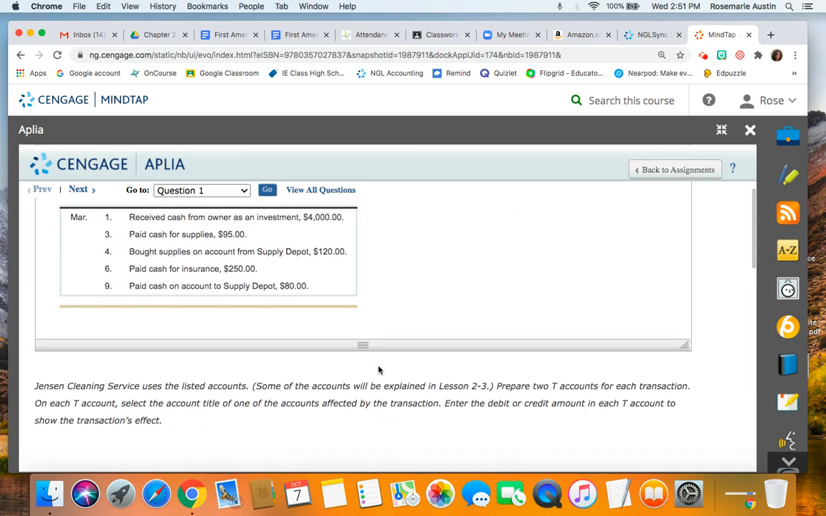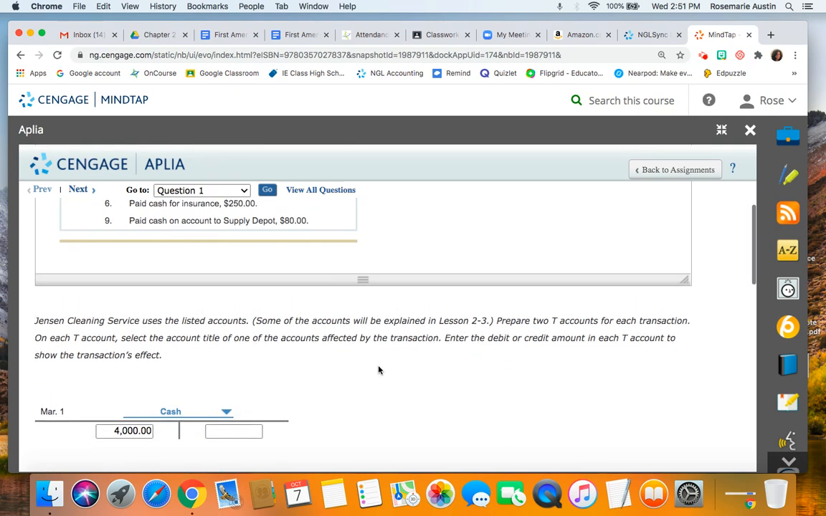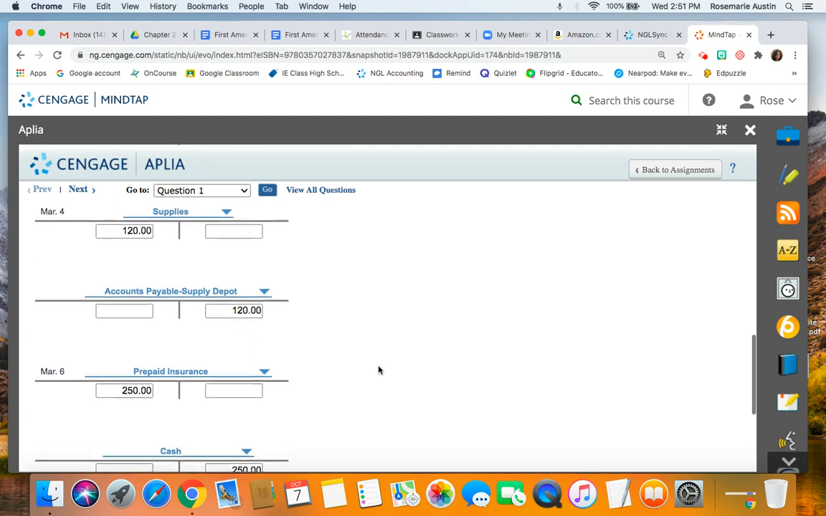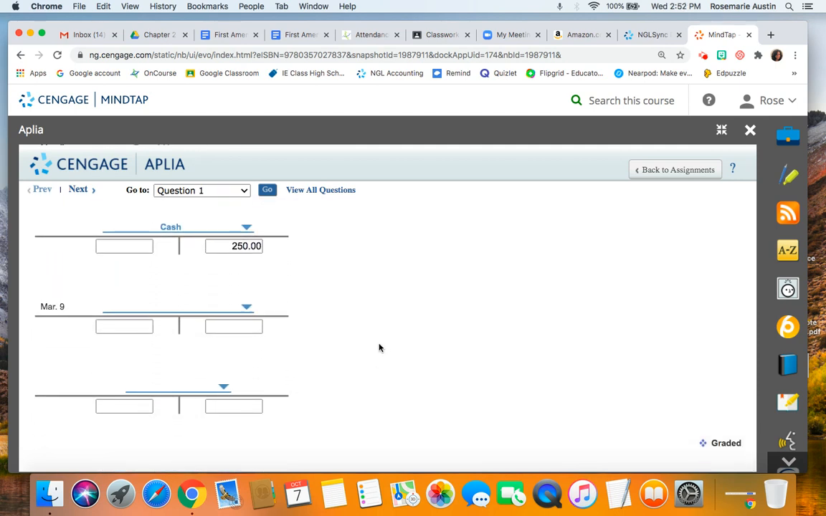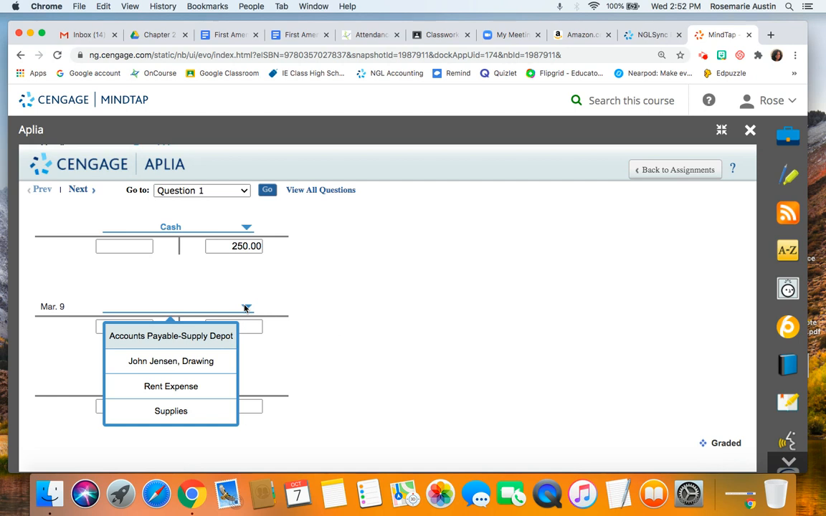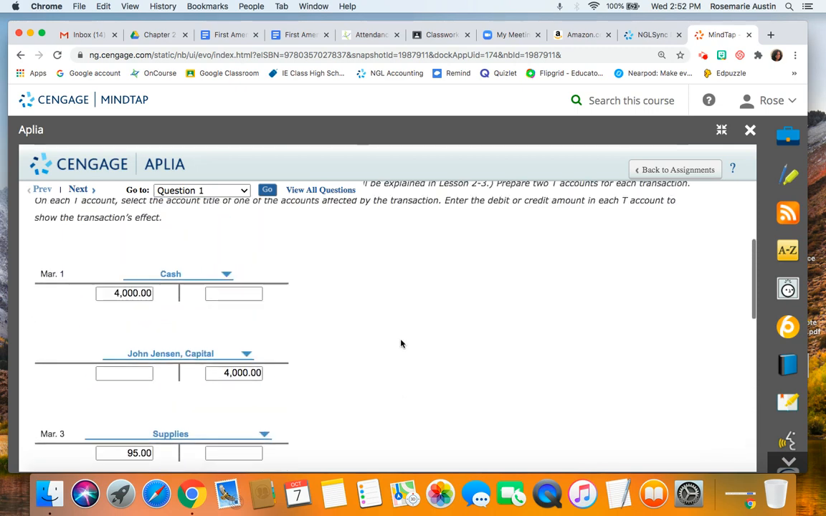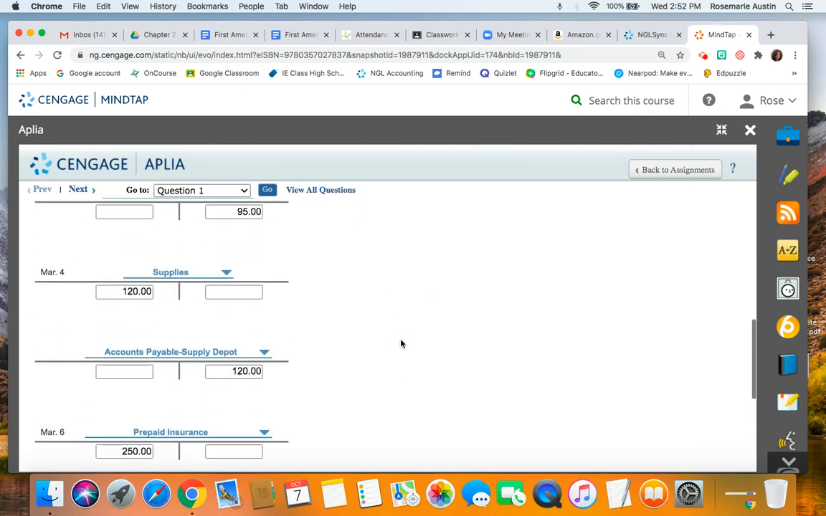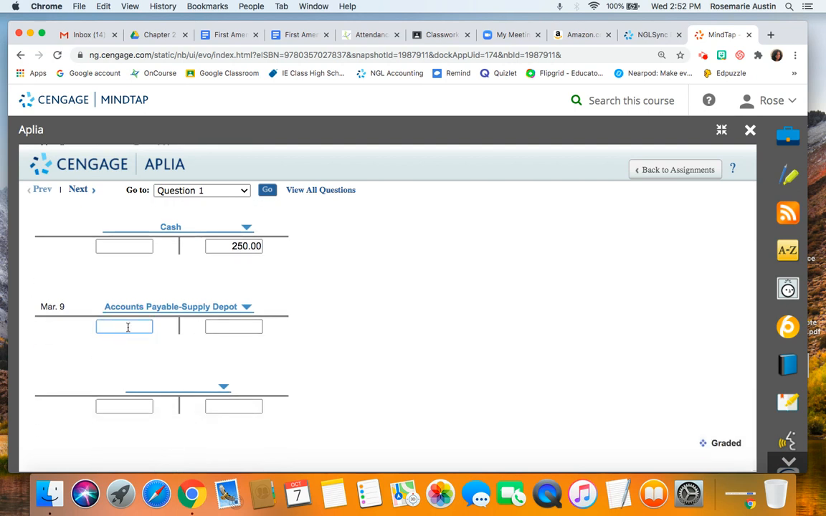All right. And the last one, paid cash on account to Supply Depot, $80. Okay, so cash and Supply Depot are your choices there, but you're only going to have one available to you for the debit part, and it's going to be Supply Depot because cash is decreasing in this example, and cash is going to have a credit entry. All right, I already forget what the money amount was. Oh, $80, okay. So the liability is going to decrease with a debit entry, and cash is going to decrease with a credit entry. Let me explain that one because that might be confusing to you.